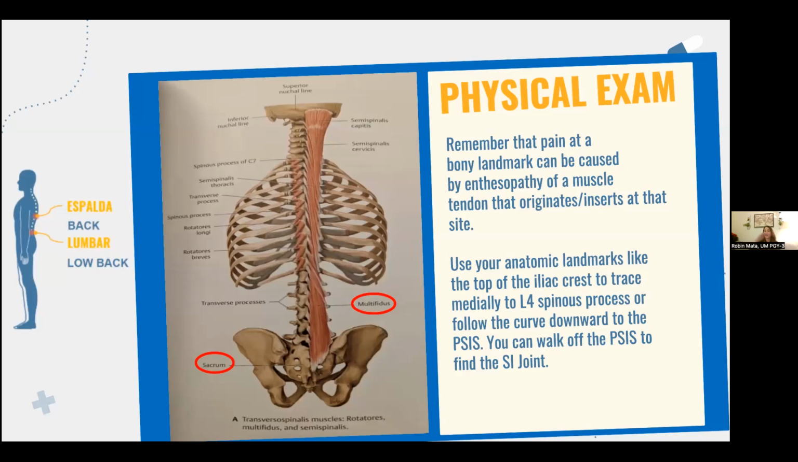Go to the iliac crest, walk immediately to L4, move up and down so you know where you are. If you can't find the PSIS, walk on that crest until it curves down into the PSIS, and then fall in medially so you can get that SI joint where it hugs the sacrum.